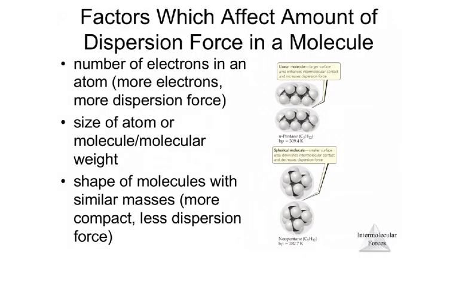Okay? Now, let's look at some of the factors that will affect the amount of dispersion force within a molecule. Here's the key. The number of electrons in an atom is very important. The more electrons there are, the greater the dispersion force. What you're going to see is that London dispersion forces have to do with polarizability, which is the distortion of the electron cloud. The more electrons there are, the greater the polarizability. The greater the polarizability, the stronger the London dispersion force.